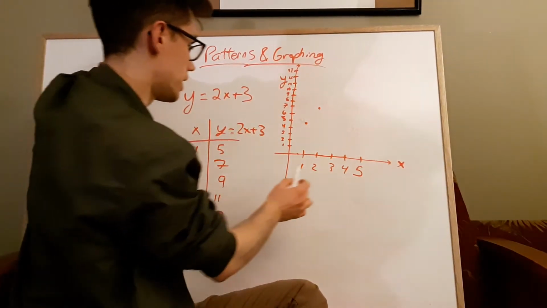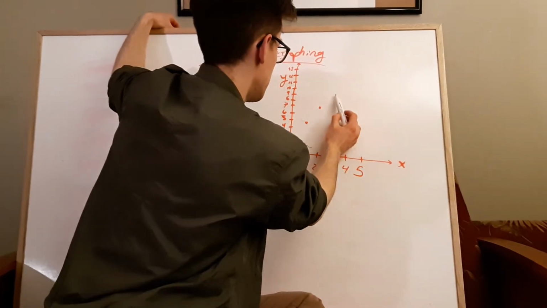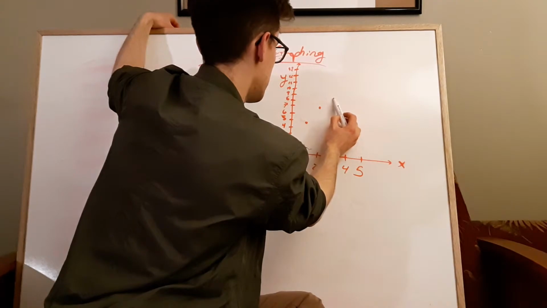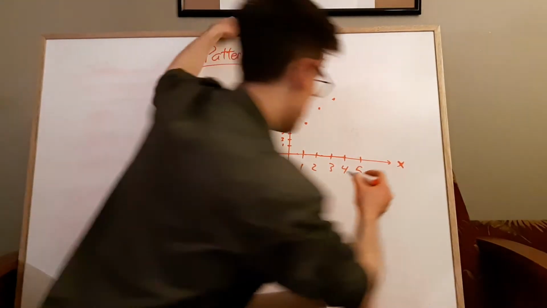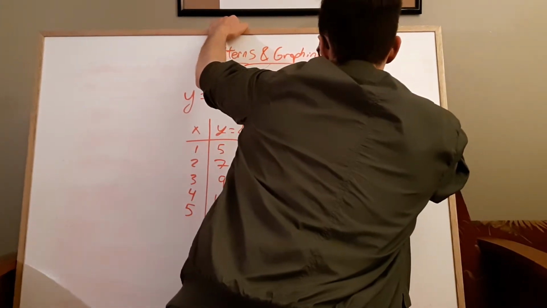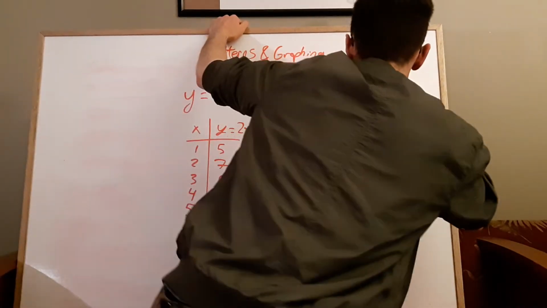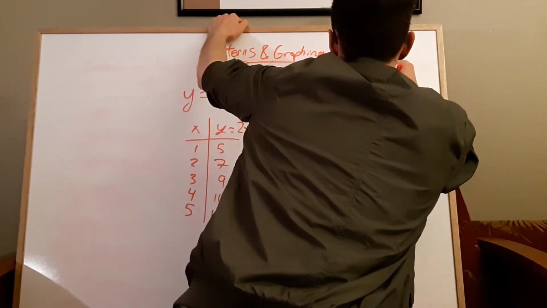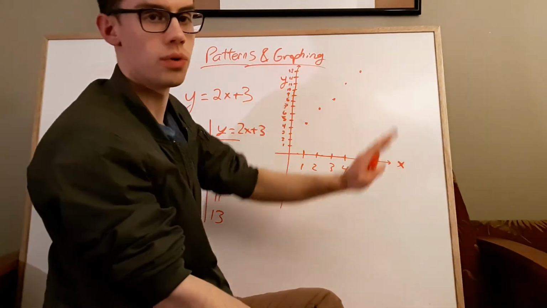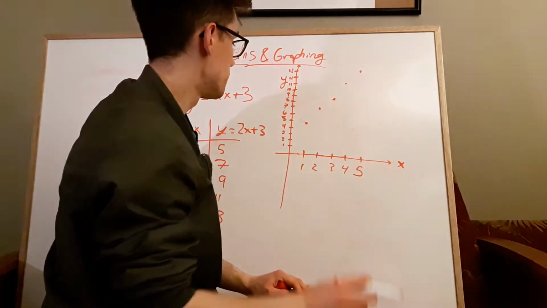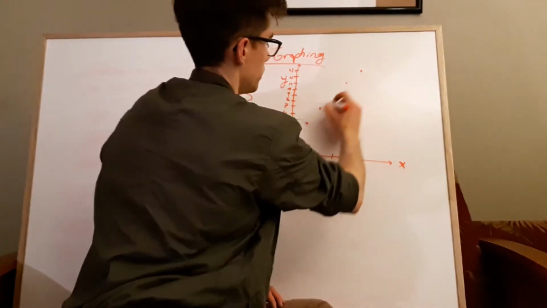The next one, 3 and 9, I go to 3 on the x-axis, and I go up to 9, which is going to be maybe right there. And then 4 and 11 is right there. And then the last one is 5 and 13. This is done a lot nicer on graph paper because it's more uniform and everything's spaced out nicely. But you can see how this creates that straight line right there.